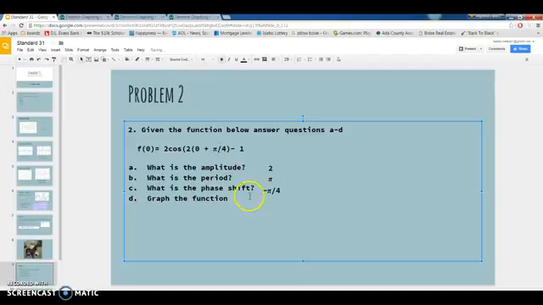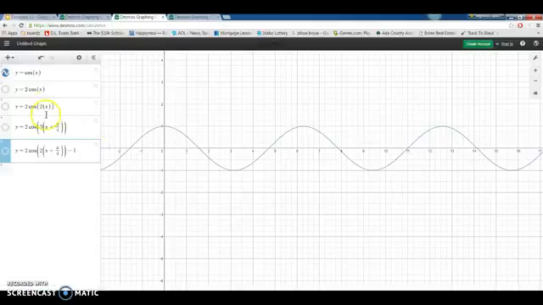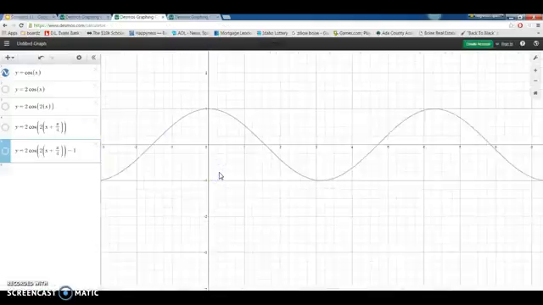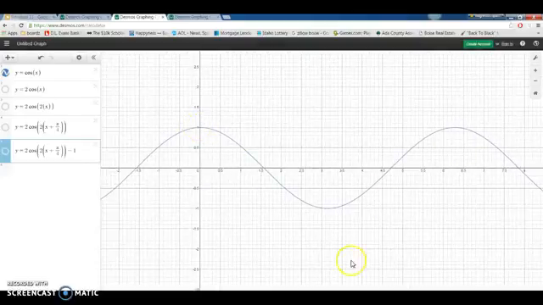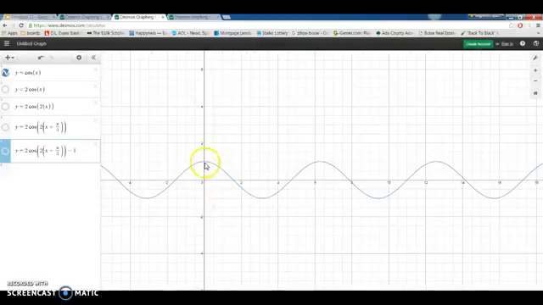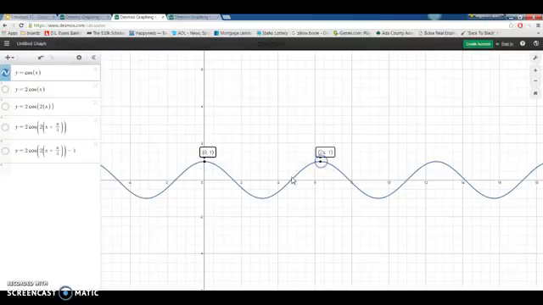So that means that our phase shift is going to be negative pi over 4. So now we're going to graph the function, and the first thing we need to look at is just the regular cosine graph. It goes from 0 to 2 pi, that's one full graphing in the unit circle, and it crosses the x-axis at pi over 2 and 3 pi over 2.